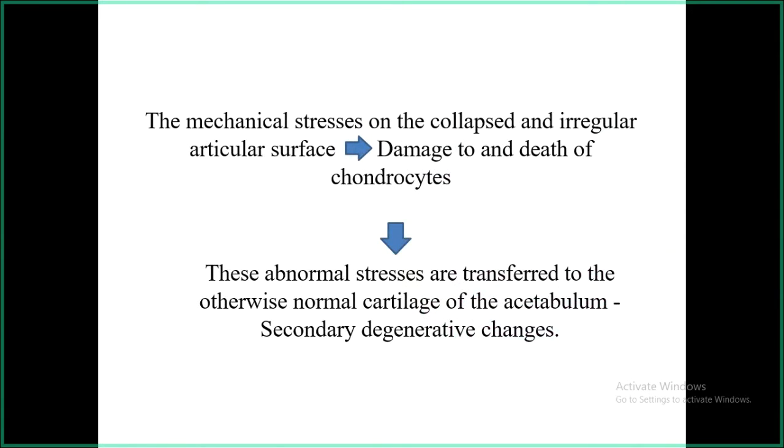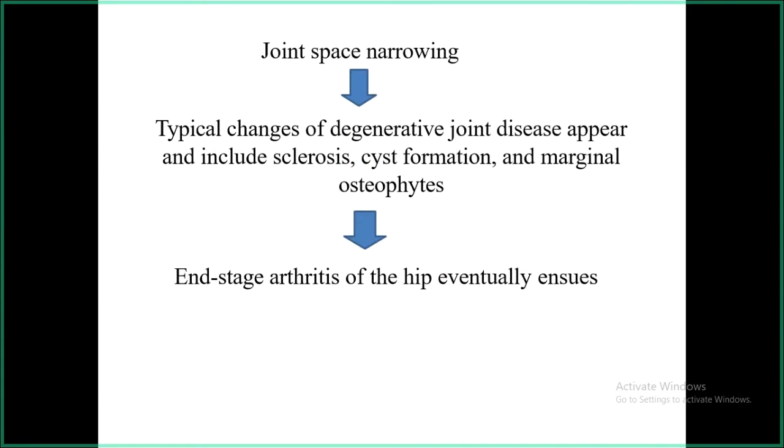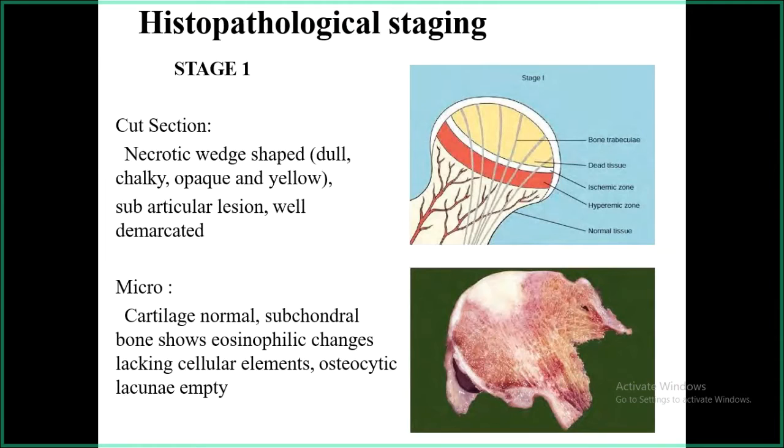The mechanical stresses on the collapsed and irregular articular surface lead to damage and death of the chondrocytes. These abnormal stresses are transferred to the otherwise normal cartilage of the acetabulum, causing secondary degenerative changes, which lead to grade 4 changes. Then joint space narrowing as well as typical changes of degenerative joint disease appear, which include sclerosis, cyst formation, and marginal osteophytes in the acetabular region, and end-stage arthritis of the hip eventually ensues. These are some histopathological stages.